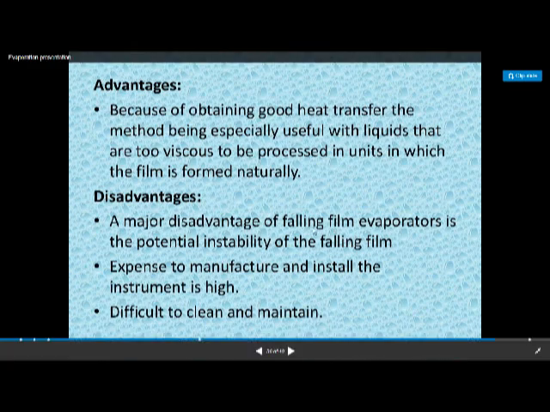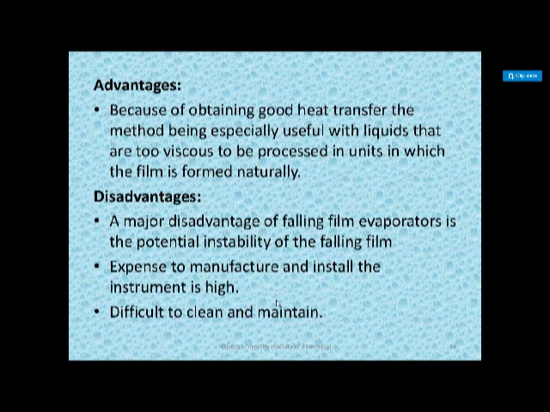The disadvantages of this evaporator are the potential instability of the falling film, and second, it is very expensive and difficult to clean and maintain. Other advantages are the same as before: the rate of evaporation is very high in this case, you can use it for thermolabile substances also, the evaporation rate is high, and the surface area is more. So these are the various advantages of this falling film evaporator.